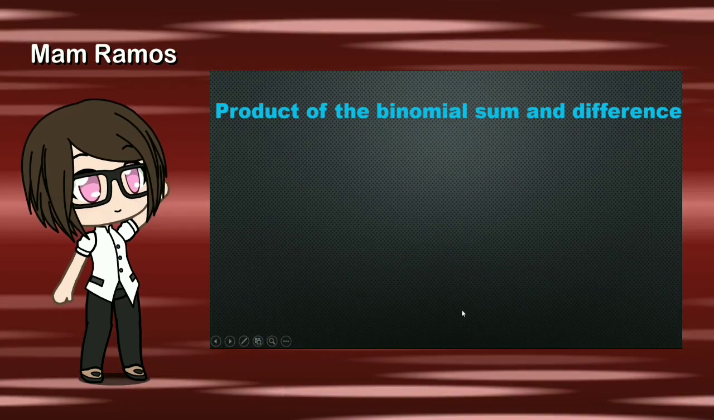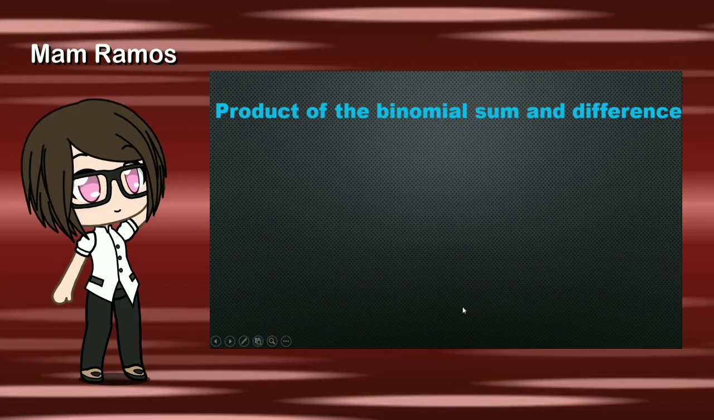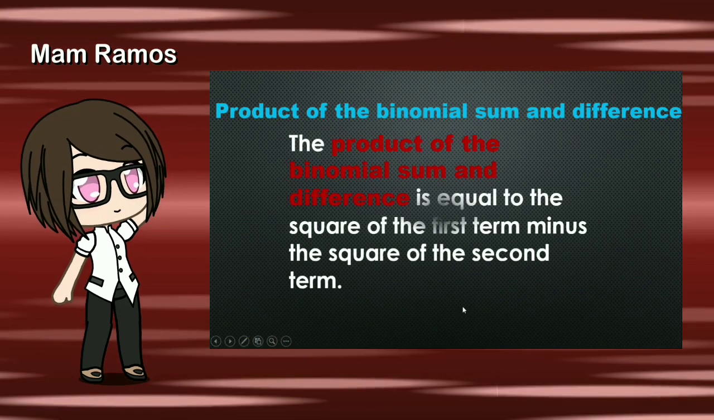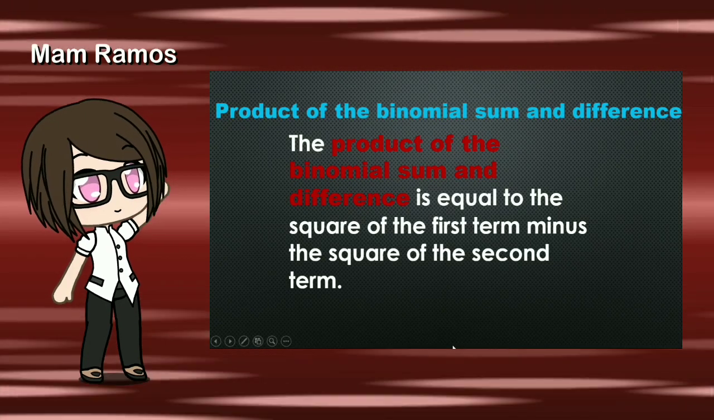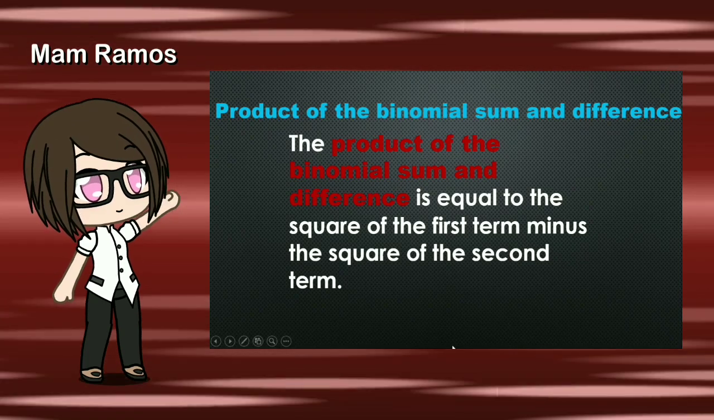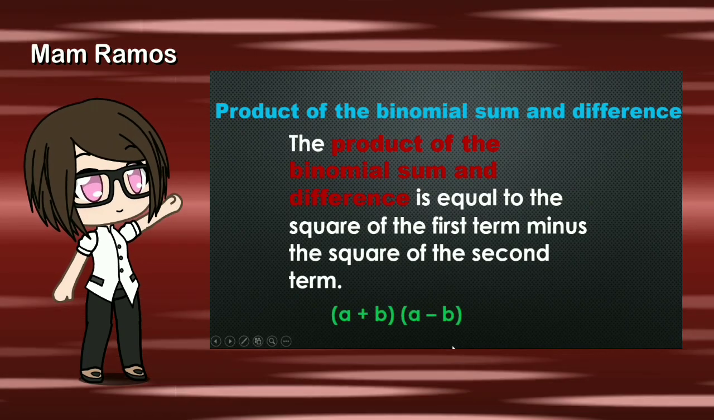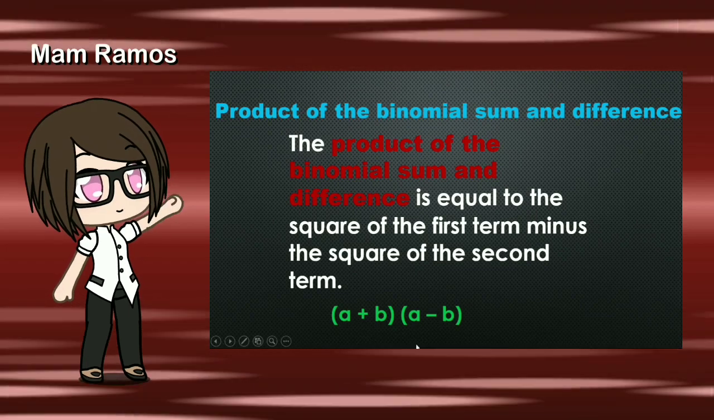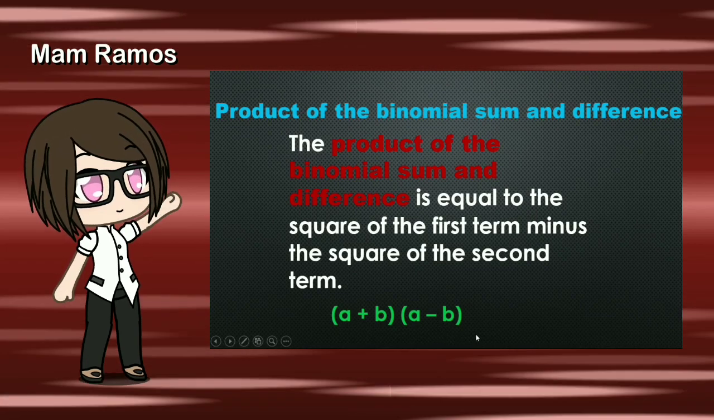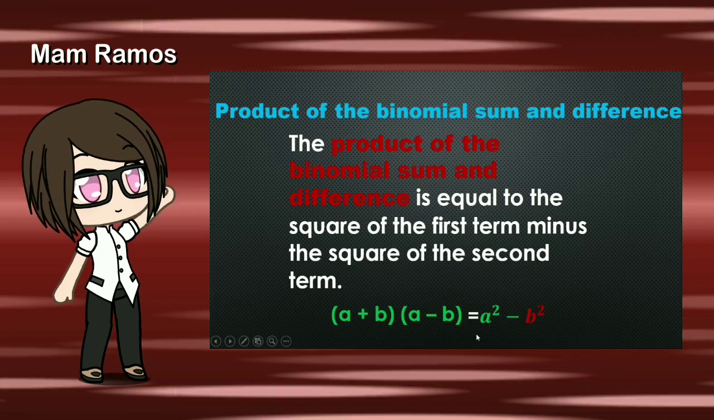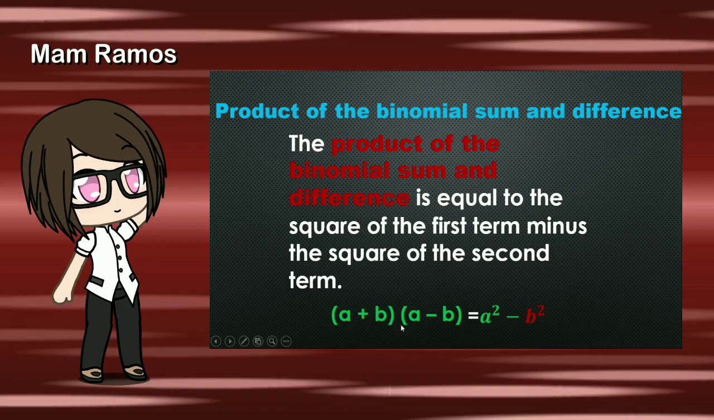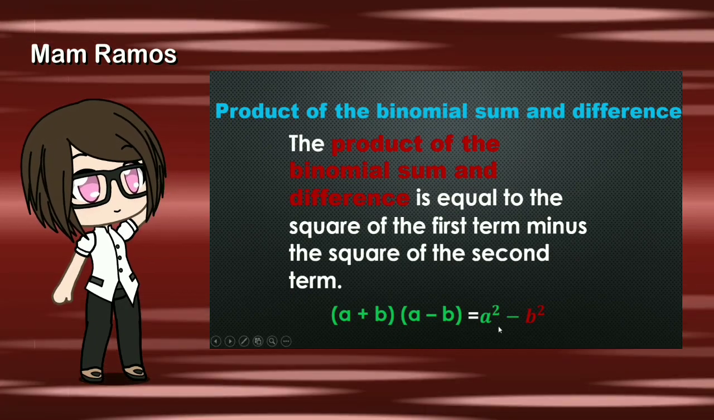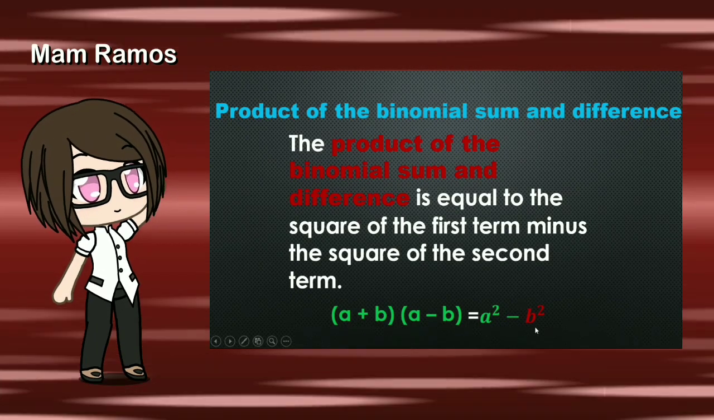The next type of special product is the product of a binomial sum and difference. The product of the binomial sum and difference is equal to the square of the first term minus the square of the second term. Here is the pattern. Quantity a plus b times quantity a minus b. The answer is a times a is a squared minus b times b is b squared, meaning we have to square the first term minus the square of the last term.